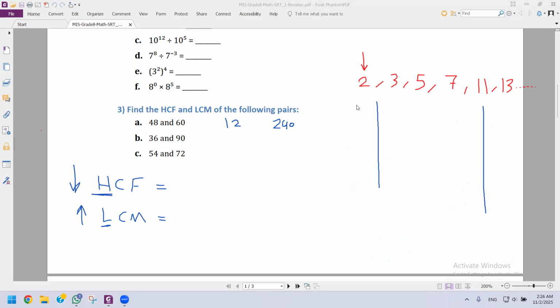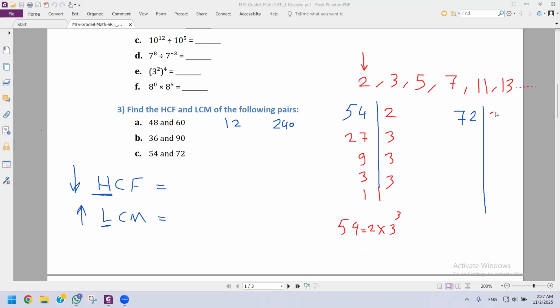Okay, what do I have here? 54 and 72. 54, can I divide it by 2? Yes, what is it? 27. Now 27, can I divide by 2? No, I can't. By 3, 7 plus 2 is 9, yes. Divide by 3, 9. Divide by 3, 3, 3, 1. So 54 is equal to 2 times 3 power 3.